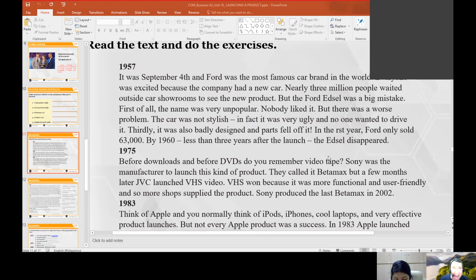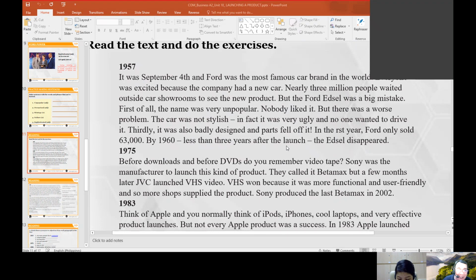Now, what do you think? Is this product successful? Is the Ford Edsel successful? Yes or no? No, it was unsuccessful, because there were a lot of problems.